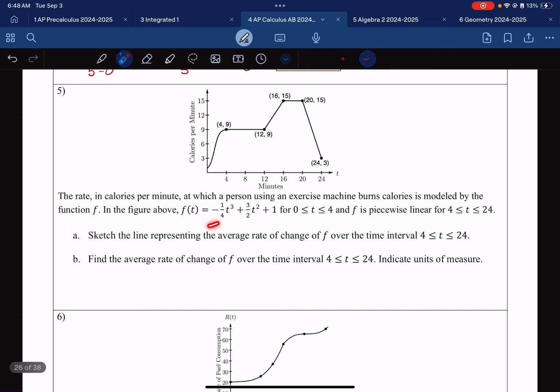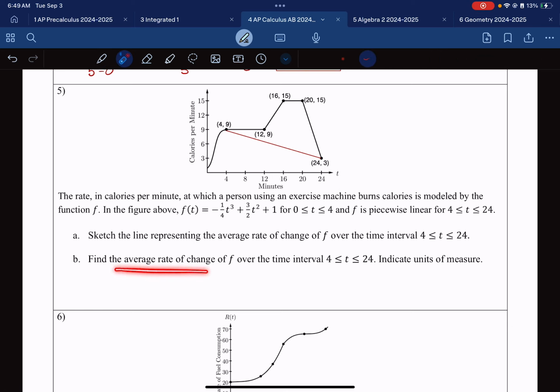It even tells us an equation of stuff. Okay, so sketch the line representing the average rate of change. Again, change that to the word slope. Between 4 and 24, I'm just going to make a line that connects those 2 points. Oops. Luckily, I have technology to fix that for me. There, done. That's just the slope.